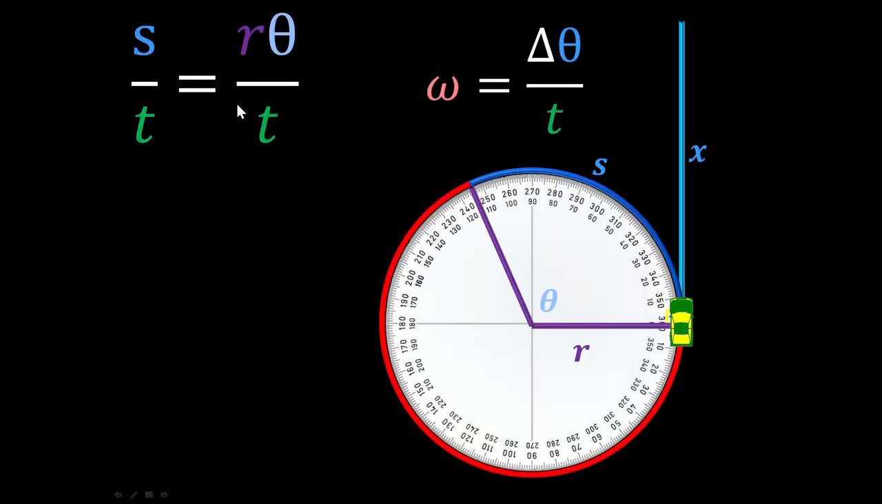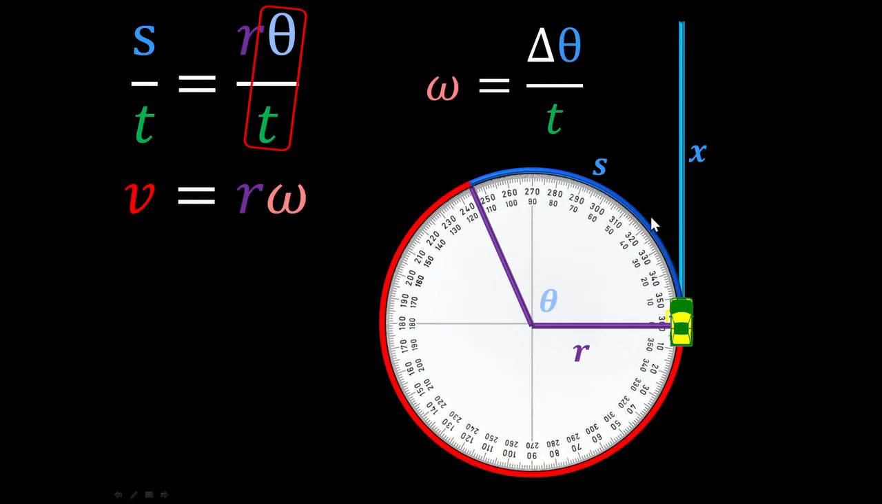So, well, let's just do it this way. If I take s equals r theta and I divide this side by time and I divide this side by time, well, the angle divided by time is the angular velocity. But if I take the length along the arc divided by time, I'm going to get what we'll call a tangential velocity. So the tangential velocity is going to equal the radius times the angular velocity.